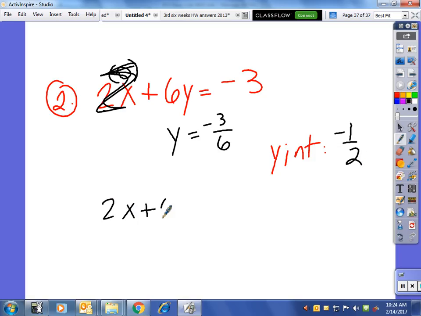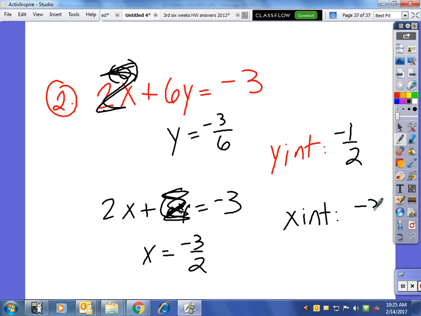Go back to 2x plus 6y equals -3. If I want the x-intercept, that means I can cancel out the y's, because I'm going to put a 0 in for y, and 6 times 0 is 0, so the y's just get covered up and disappear pretty much. So the x-intercept is -3/2.